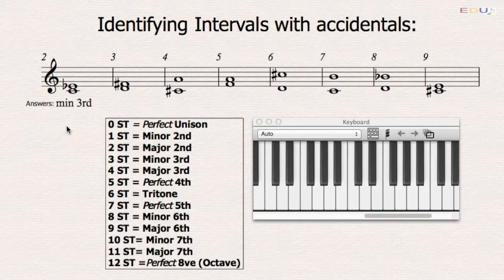Let's take another example. D to F sharp. Let's ignore the accidental and we get D to F. D to F has the distance of 1, 2, 3 semitones. Therefore, it's a minor third. But considering the sharp, which makes the interval bigger, it becomes major. So this interval is a major third.